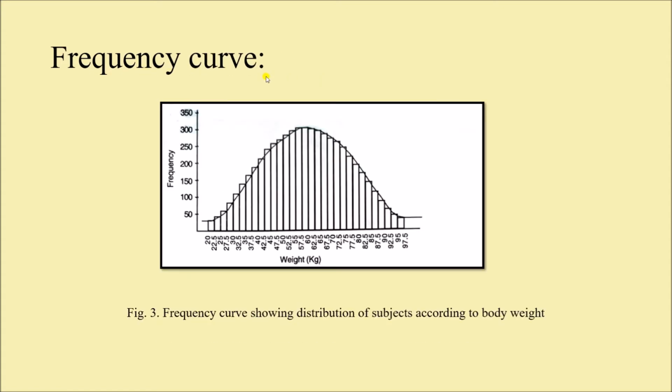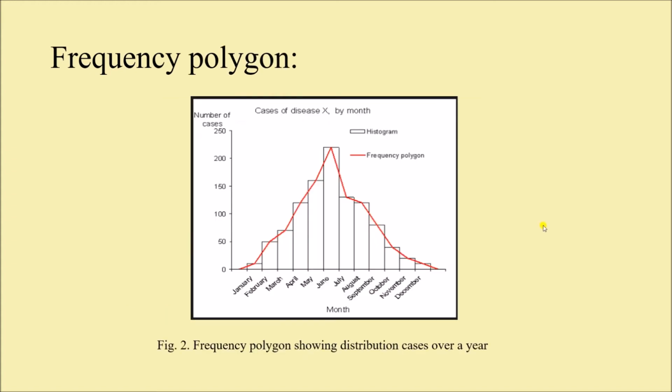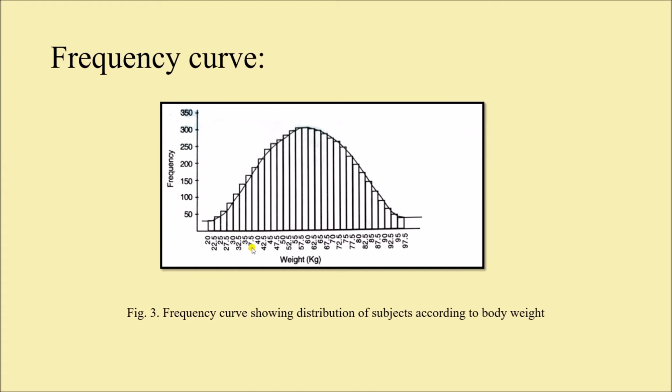So how to convert a frequency polygon into frequency curve? For that we need to fulfill two criteria. Number one, the class interval should be narrow. So rather than month, we could take daily reporting of cases. Also, the observations should be taken from a large number of samples. Suppose we are talking about body weight. In that case, we could take the body weight of, say, about 5,000 people. So that is a large number of samples. Also, the class intervals could be very narrow, like 2.5 kg as mentioned in this example. So 20 to 22.5 here, 22.5 to 25, like this.